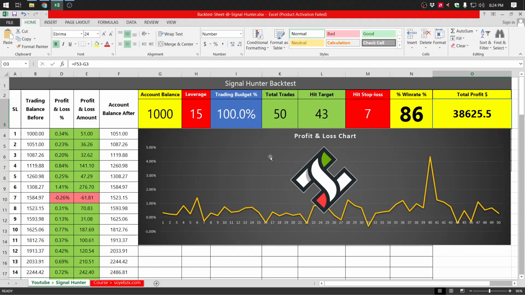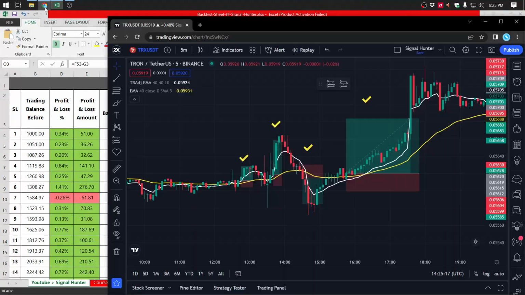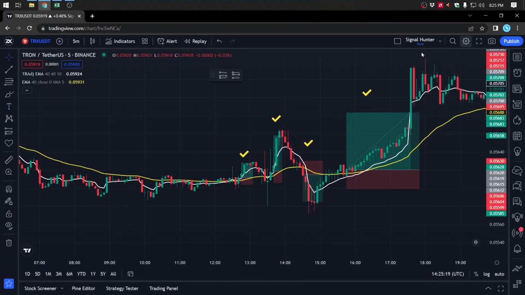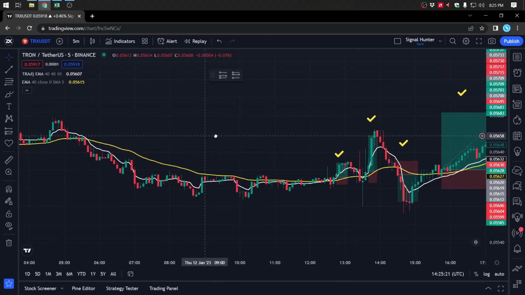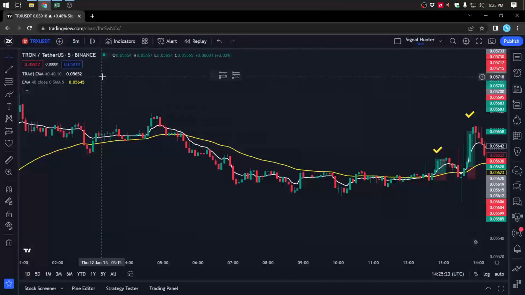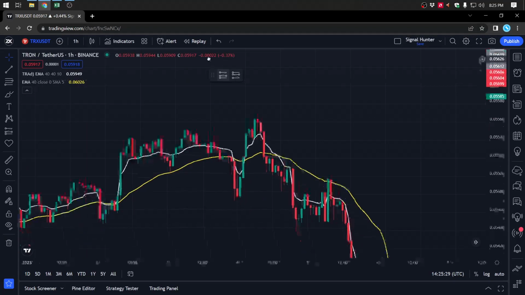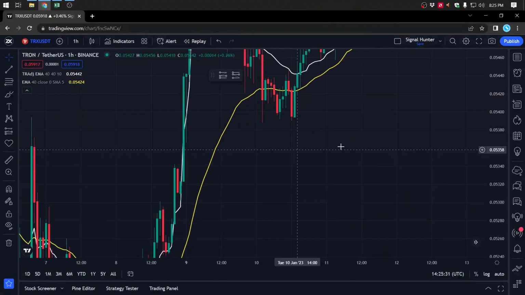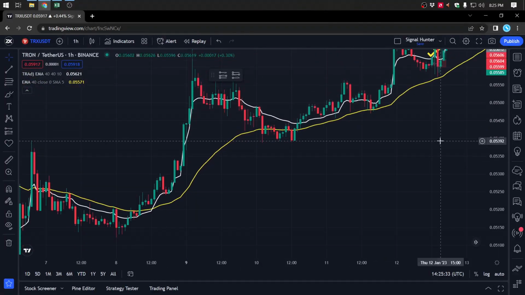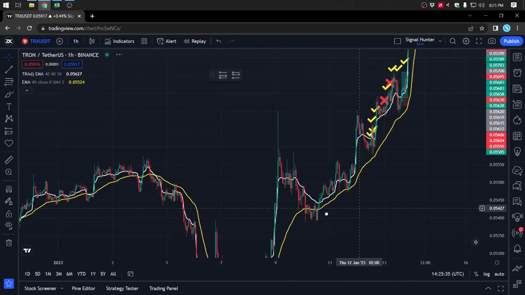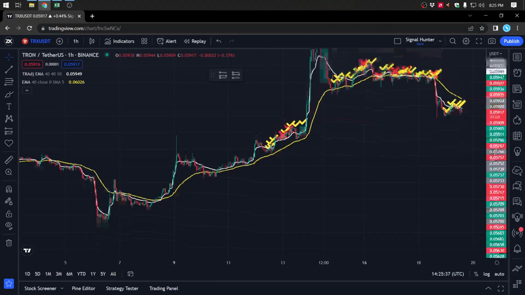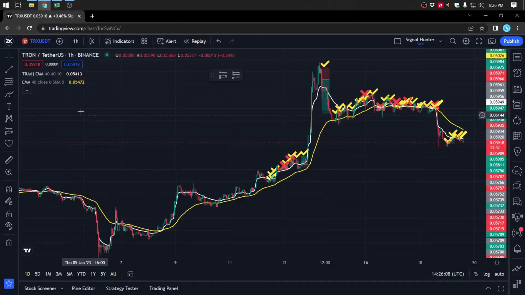So now I'm going to show you how you can trade this strategy in multi-time frame. The multi-time frame concept is also very simple. First, you have to select the higher time frame. So I select the 1 hour time frame, and from here, in the 1 hour time frame, you have to find a crossover.